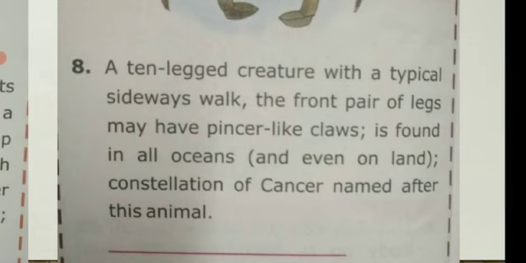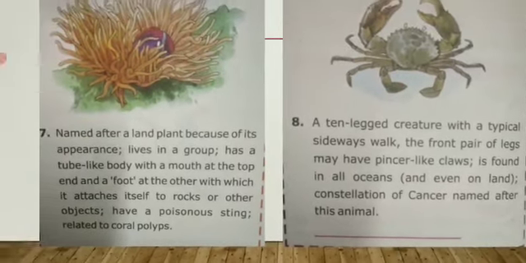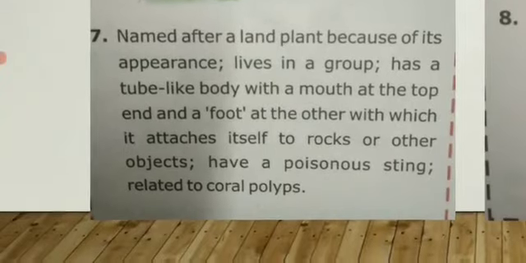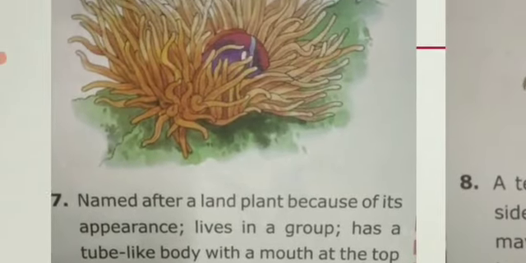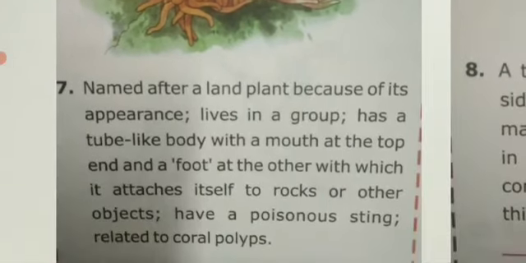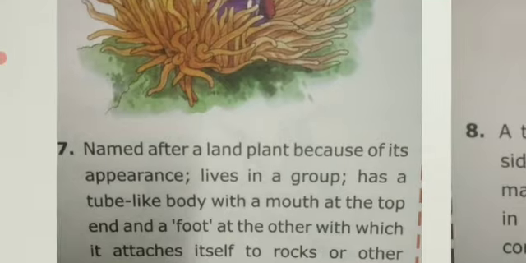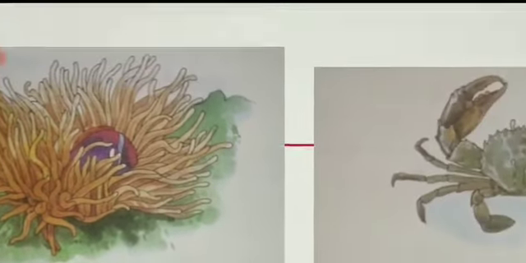So what is this animal? It is very clear to you. I think it is familiar to you. And this one is crab. What about this one? Seventh one, I did not tell that. Seventh one is sea anemone. A-N-E-M-O-N-E. Sea anemone. Mouth at one end, foot at the other end, and it attaches itself with the help of the foot to rocks or other objects, and it has poisonous stings. This is sea anemone, and this one is crab.